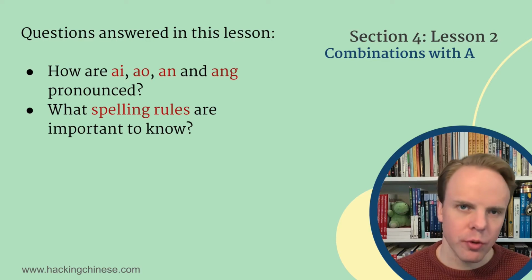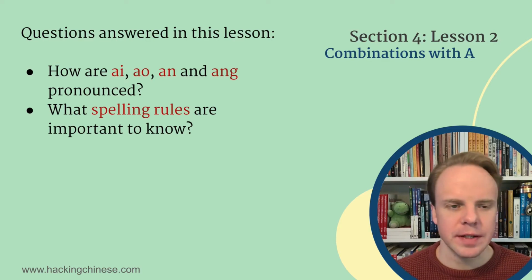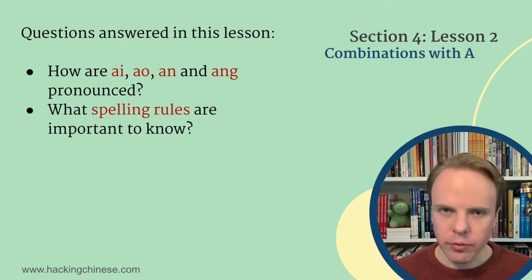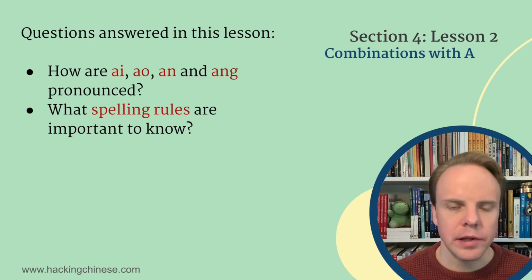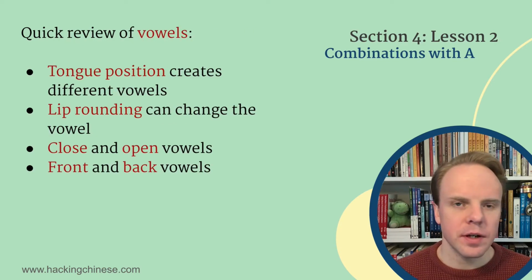So first we're going to go through these basic combinations, and that's ai, ao, an, and ang. So those four. We are also going to look at maybe some spelling rules, or at least talk about spelling rules a little bit. So let's recap briefly what we talked about regarding vowels in the previous lesson.